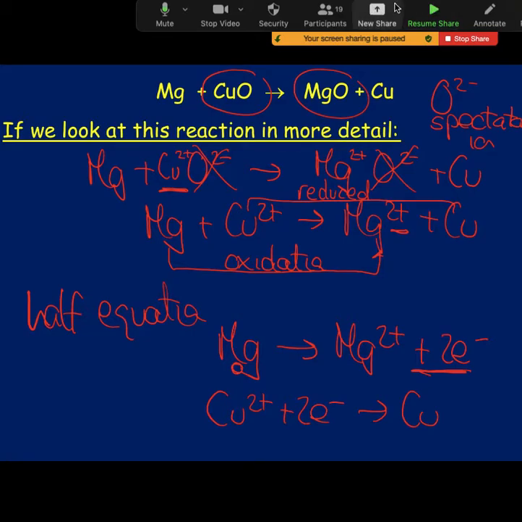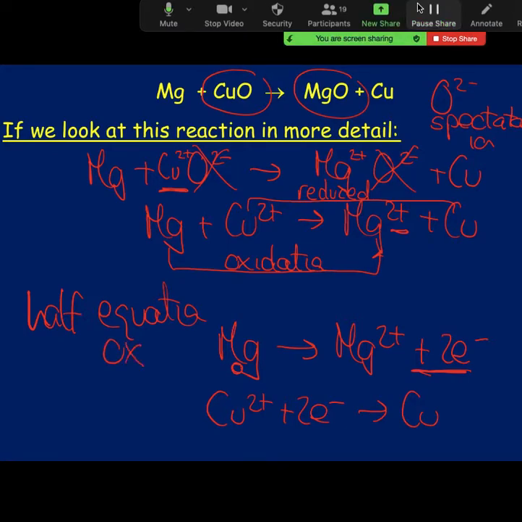If you wish, you can just put ox here and red here. As I say, we never subtract electrons, we always add them to one side. This magnesium here has given its 2 electrons, and they're going to end up being given to the copper ion to make copper.